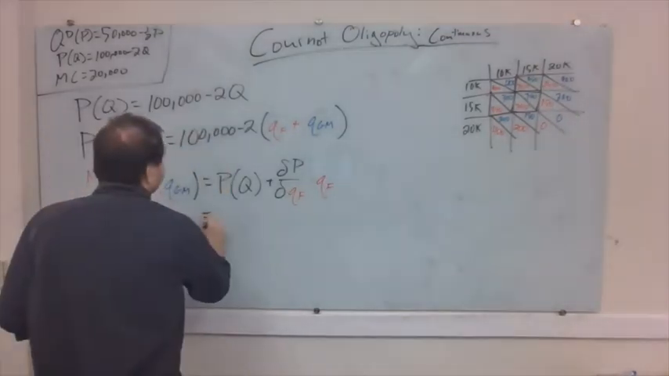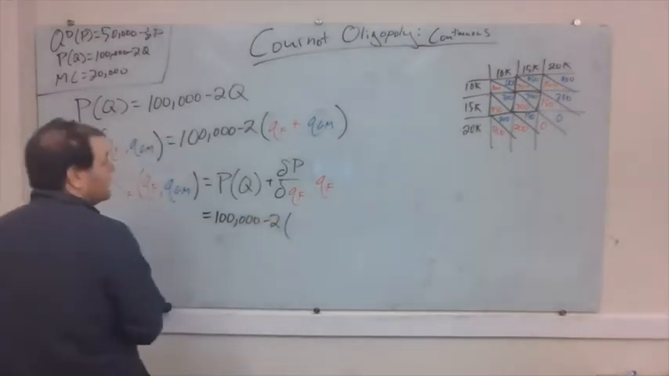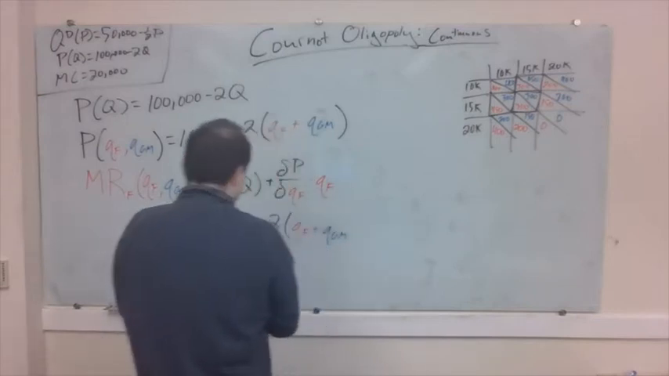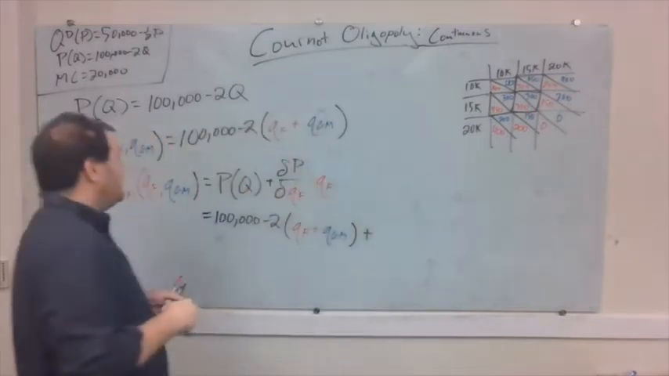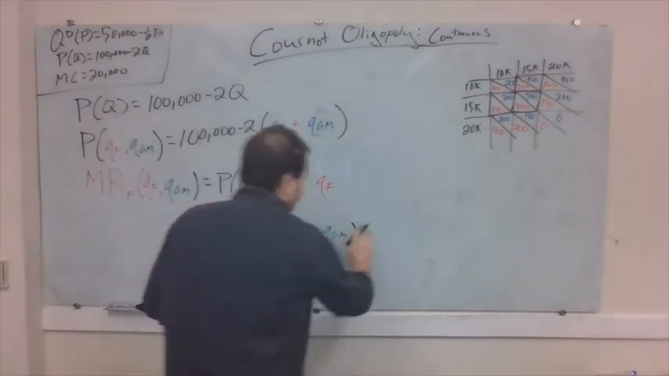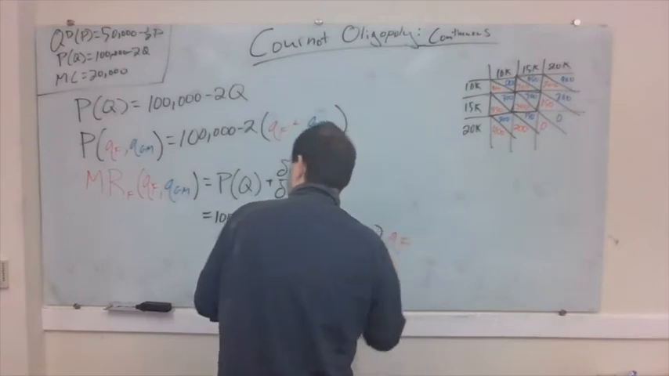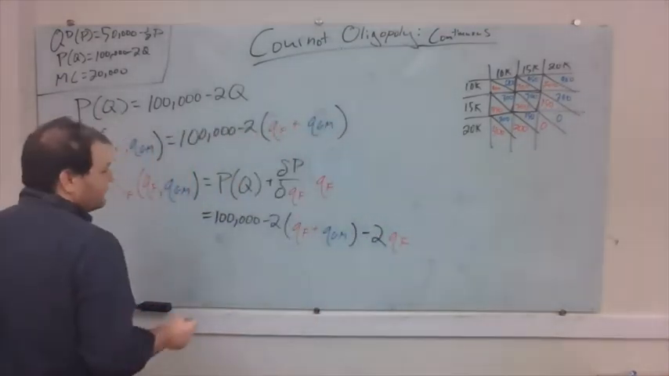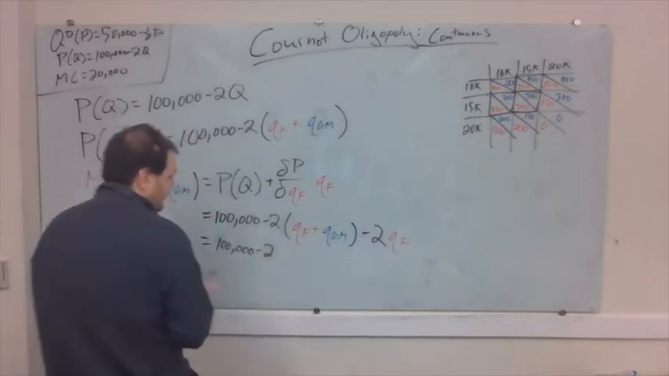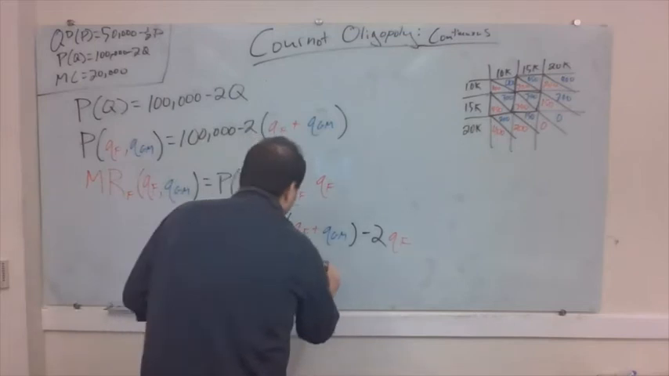So what's this going to be? This is going to be P of Q, which is 100,000 minus 2 times (QF plus QGM), plus dP/dQF times QF. What's dP/dQF? Well, the derivative of price with respect to QF is just going to be minus 2, so this is going to be minus 2 times QF. In other words, their marginal revenue is going to be 100,000 minus 2 times QGM, minus 4 times QF.